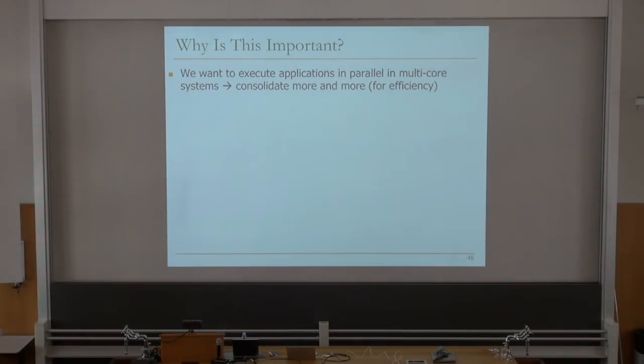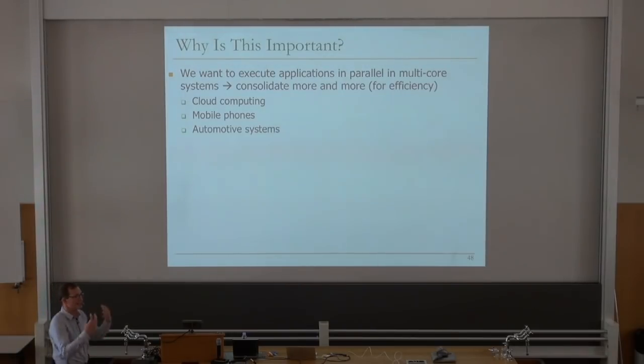We don't want to design multi-core systems and execute only one application. That would get rid of the slowdown. That's one solution, for example, right? But that's probably very inefficient. So this is happening in cloud computing, mobile phones. People are actually trying to consolidate.